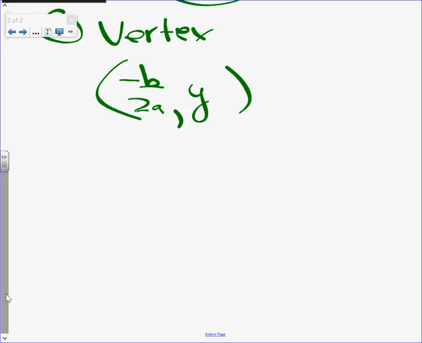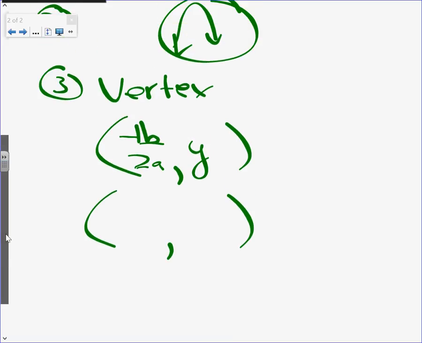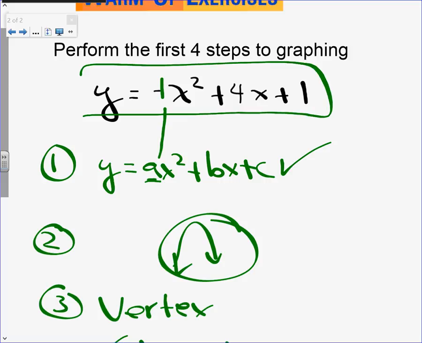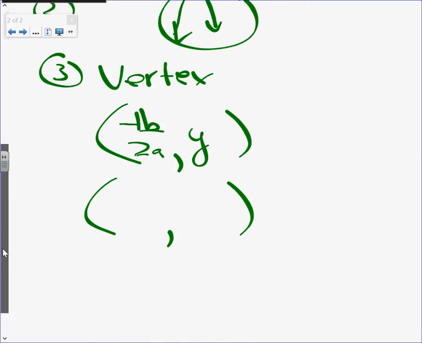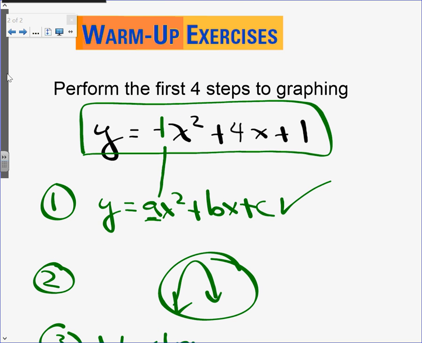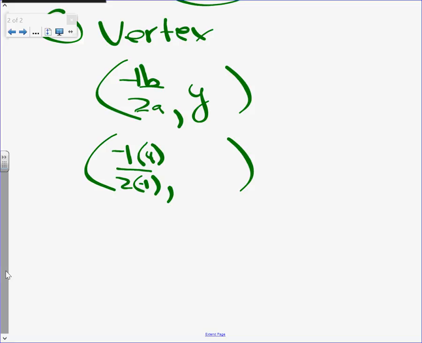Let's do this. Negative b really means -1 times b. What is my b value here? 4. So watch this: -1 times 4, all over 2 times a. A in this case is -1.